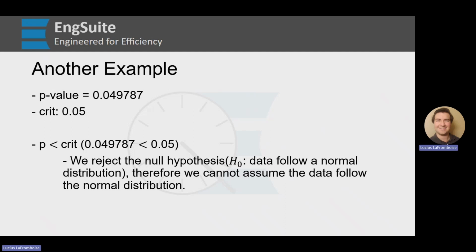Our next example, we'll use the same critical value of 0.05, but our p-value is going to be 0.049787. And even though that is so close to 0.05, it's still below 0.05. Therefore, we reject the null hypothesis. Reminder, the null hypothesis is that the data follow a normal distribution. Therefore, if we reject that assumption, we as engineers cannot assume that the data follow the normal distribution.